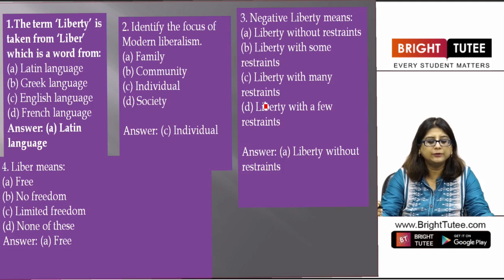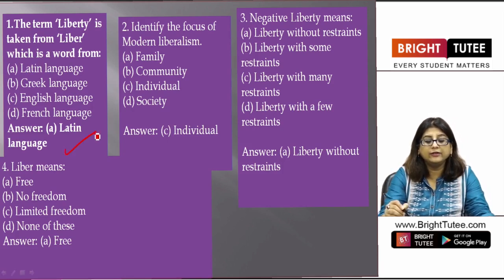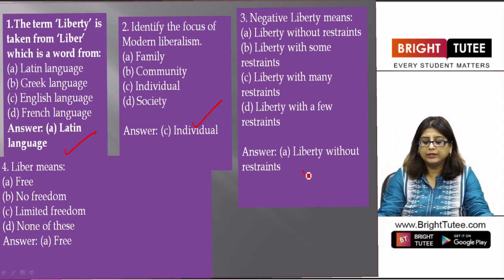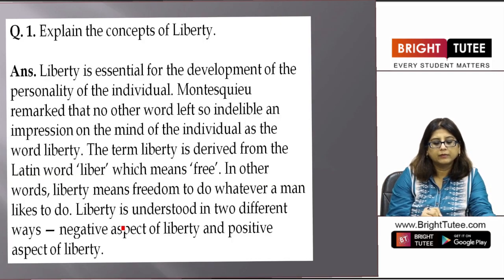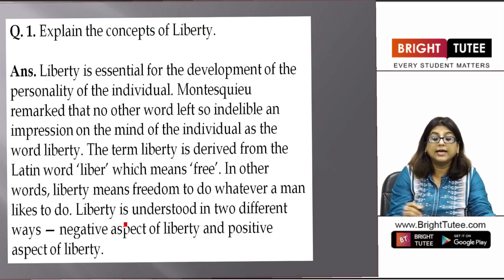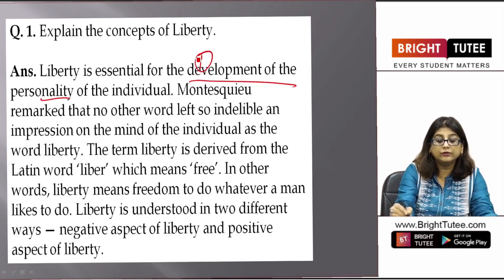Let's revise the chapter. The term liberty is taken from liber, which is a word from the Latin language, and identifies the focus of modern liberalism. It is individual, and negative liberty means without restraints, and liber means free. The concepts of liberty. Liberty is essential for the development of the personality of the individual. This is your first point.